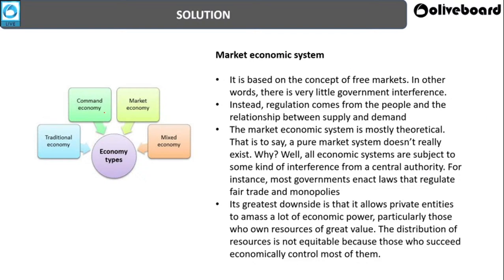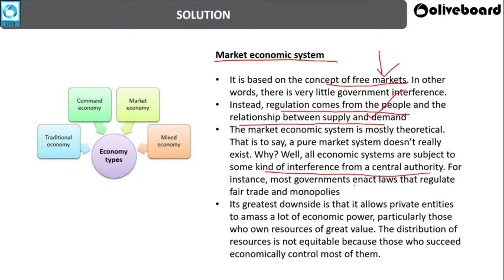Then we come to the market economic system. By the name itself, it is a concept that is driven by free markets. In other words, there is going to be little government interference. So here the people are going to have greater command over their economic resources, and the regulation comes from the people itself, and they determine the relationship between supply and demand. And this market economic system is mostly theoretical. Why? Because every economic system will want some kind of interference, isn't it? There is practically not going to be any economy which leaves all the control to the people. So this is completely theoretical, but there will be some instances of government regulation also.